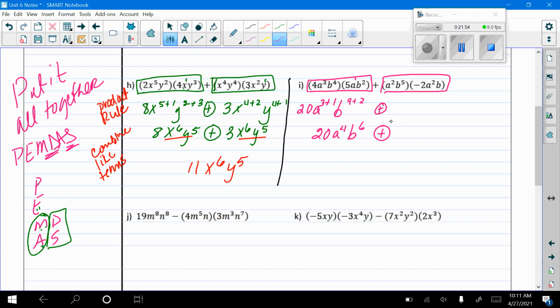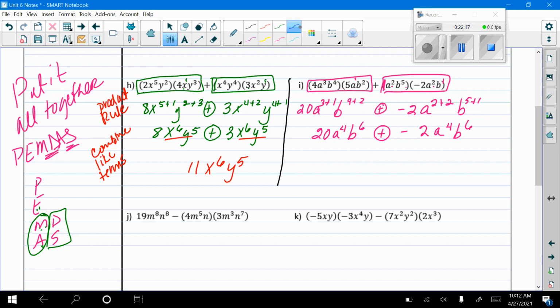Then I'm going to do the other side. This is like a 1 out front, so negative 2 times 1 is negative 2. I have an a to the 2 and 2, so 2 plus 2, and b to the 5 and 1, 5 plus 1. A to the 4th, b to the 6th.